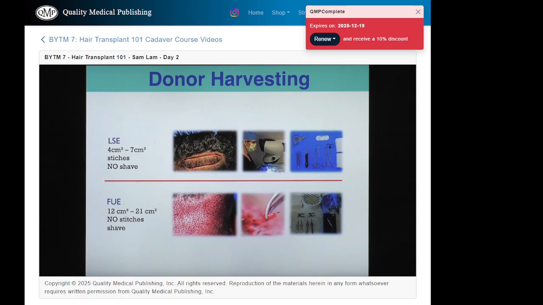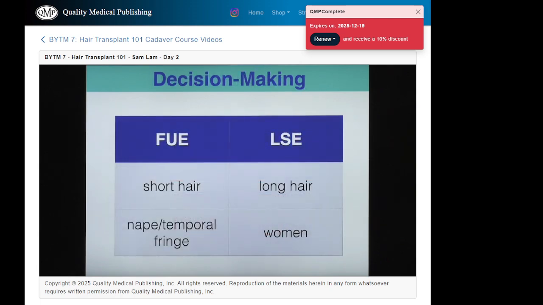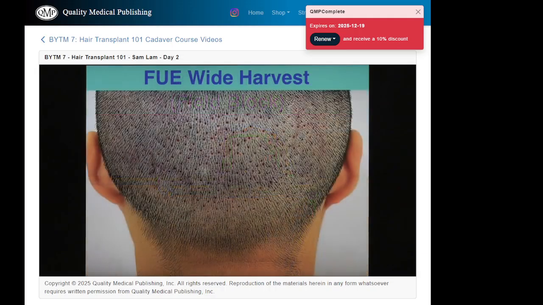Harvesting. So you've really got FUE and LSE. If someone wears their hair short and they've got great nape or temporal fringe that I can pull from, I'm probably going to lean toward FUE. If they're women with long hair, I lean toward LSE. You know already I use a field block for FUE harvesting. You know that when I harvest for FUE for eyebrows, I usually harvest wide and try to cherry pick the finest 1 to 2 hair grafts.